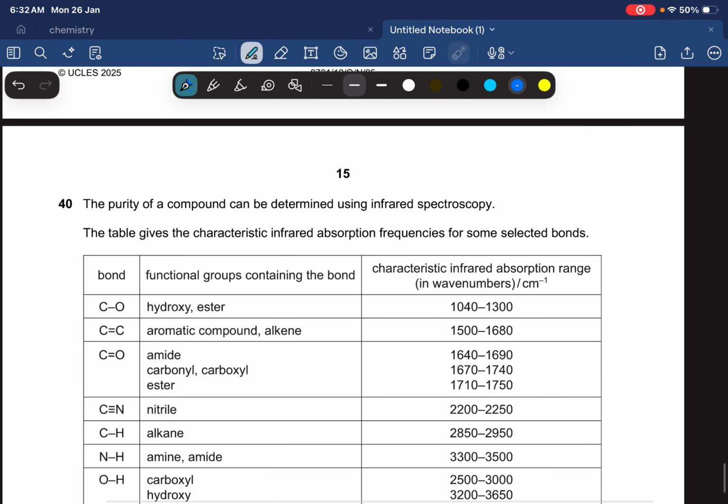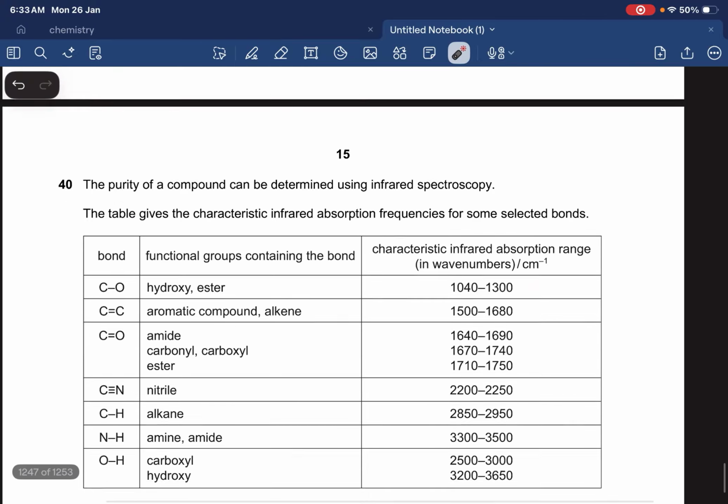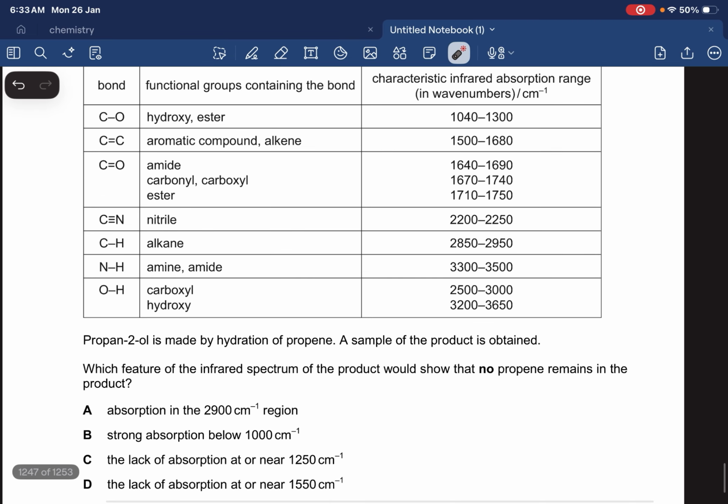Okay. The purity of a compound can be determined by using infrared spectroscopy. The table gives the characteristic infrared absorption frequencies of some selected bonds. So that's for hydroxyl, aromatic, alkane, amide, carbonyl, carboxyl, ester, and everything. Propanol is made by the hydration of propene. A sample of the product is obtained. Which feature of the infrared spectrum of the product would show that no propene remains in the product?